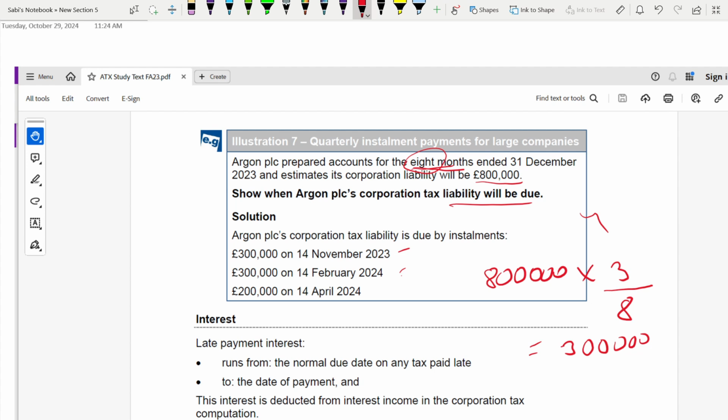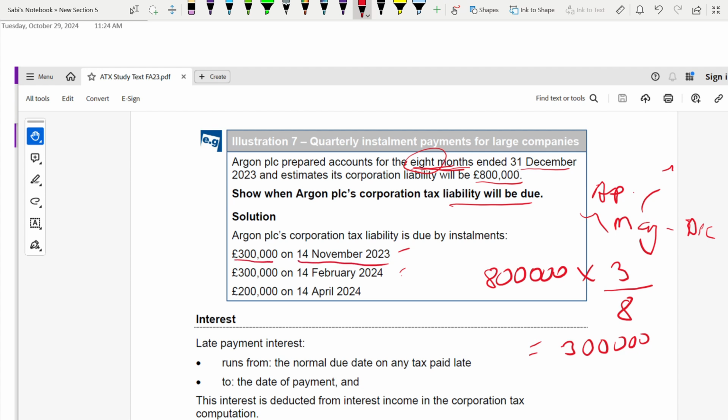Okay. So you have to start from the 8th month ending 31st December. So when does the accounting period start? It starts from May. May to December. May, June, July, August, September, October, November, December. Right? So you have to take 7 months from May. 7th month. So May, June, July, August, September, October, November. Hence 14th of November. So we got our payment and we got the date.